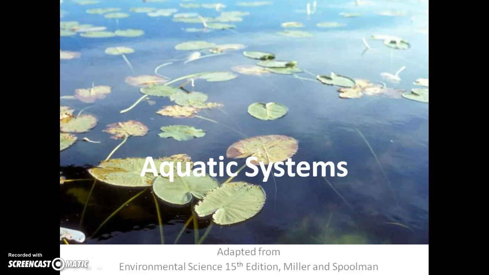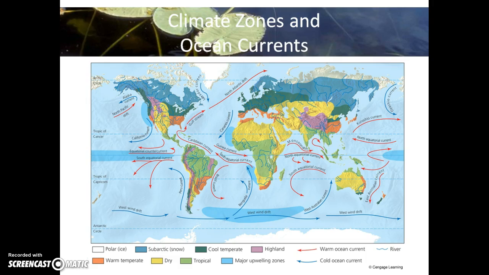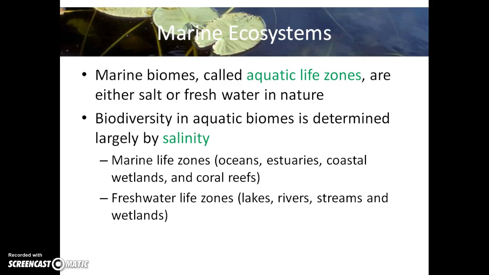The following will address aquatic ecosystems, marine and freshwater. First, recall that ocean currents provide areas of upwelling, bringing nutrients from the ocean sediment to the surface. These currents also help determine regional climates. When we begin looking at aquatic life zones, these biomes are delineated by either being salt or freshwater. However, the biodiversity of each zone is dependent on the amount of salinity, or the saltiness of the water.